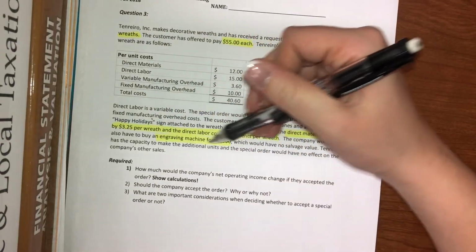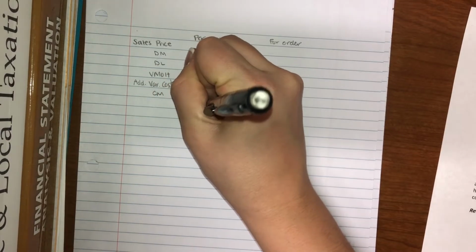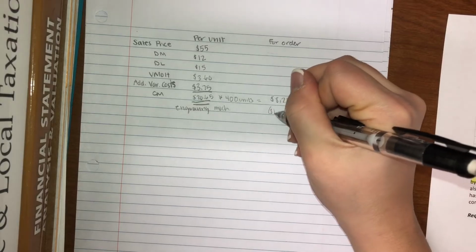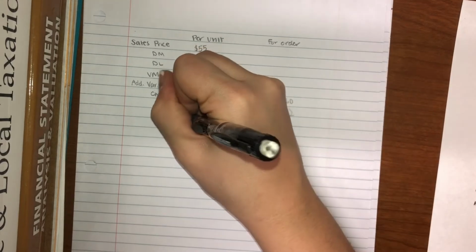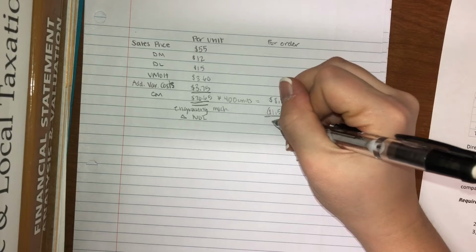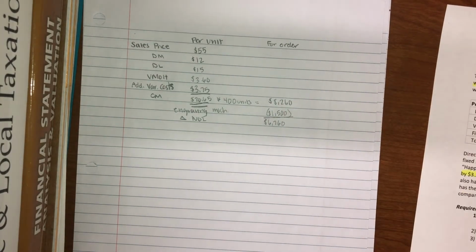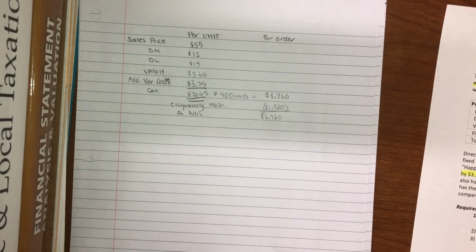And then, if we read this problem again, we had to purchase this engraving machine. The engraving machine would be $1,500. So that's an expenditure, so I'm going to make that negative. So my total change in net operating income would be $6,760. If I have a positive change in my net operating income, that probably means that it's a good thing and we might want to do it.